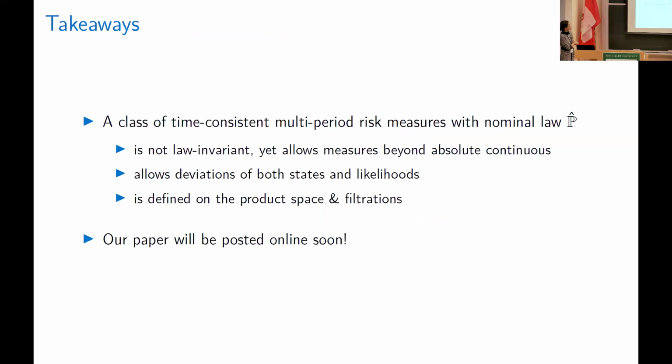A quick takeaway for today's talk is that we are able to show a new definition of time consistency, and in that case we define a multi-period risk measure with respect to the nominal law P hat, which is not law invariant because it allows measures beyond absolute continuity, and also allows deviation of both the states and the likelihoods. To make sure this risk measure is well defined, it should be defined on the product space and also the product filtration. Our paper will be posted online soon.